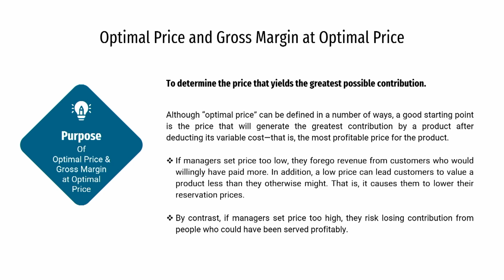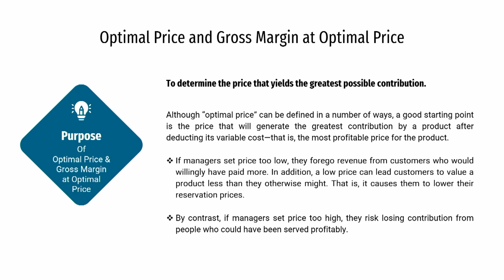Let us dive more into this concept of optimal price. We will start with understanding the purpose of this metric. The primary purpose of this metric of optimal price is to determine the price that yields the greatest possible contribution for the product line or for the organization. Although optimal price can be defined in a number of ways, a good starting point is the price that will generate the greatest contribution by a product after accounting for its variable cost, right.